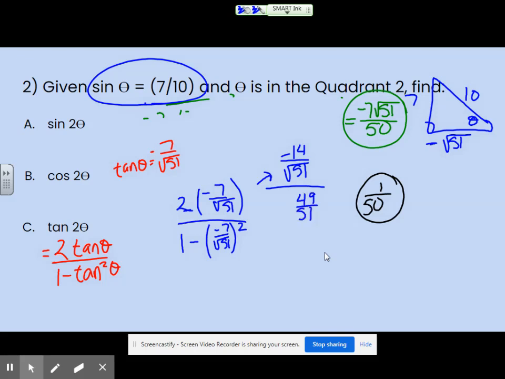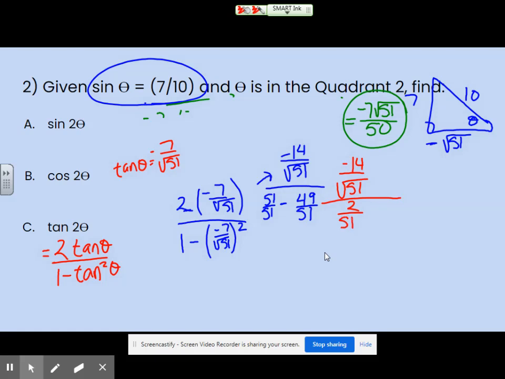I see that I still have 1 being subtracted from that 49 over 51. So for the moment, I'm going to rewrite that 1 as a 51 over 51 so I can have common denominators and be able to manipulate it. From here, I'll do that step first. Negative 14 over radical 51. I haven't touched my numerator yet. 51 minus 49 is 2. I have 2 over 51.